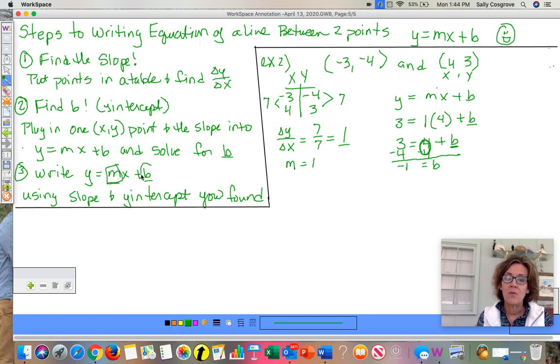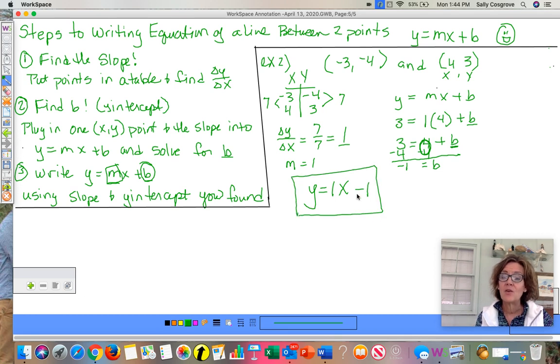Step 3 says write y equals mx plus b, only this time use the slope that you found for m and the y-intercept that you found for b. Well, here's my slope and here's my y-intercept. Y equals m, so 1 times x plus b. And who's our y-intercept b? Negative 1. And this is the equation of the line that goes through those 2 points.